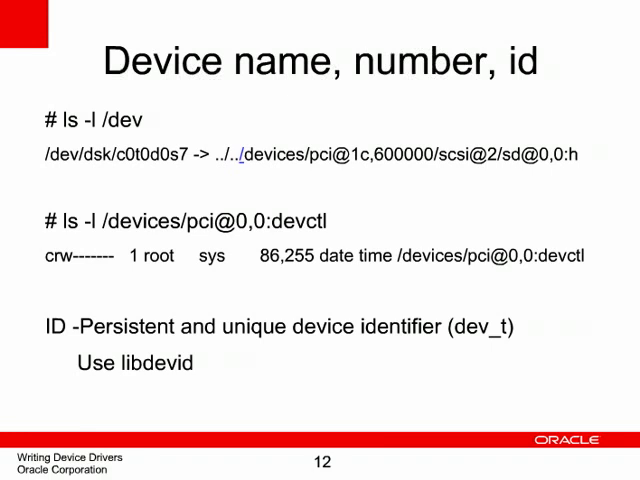The next thing to pay attention to is the major and minor number. The major number is just an index that associates with a device driver, and the minor number is an instance number. If you do a long listing of your specific device, you'll notice that just before the date and time, there's a number, comma, another number. That is the device number, the major, comma, minor part. In this case, the major part is 86, the minor part is 255. The system also maintains a unique and persistent identifier, dev_t, to identify the device driver.